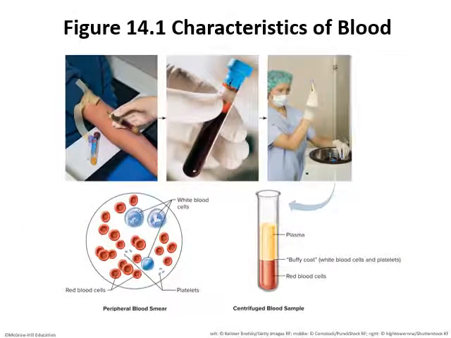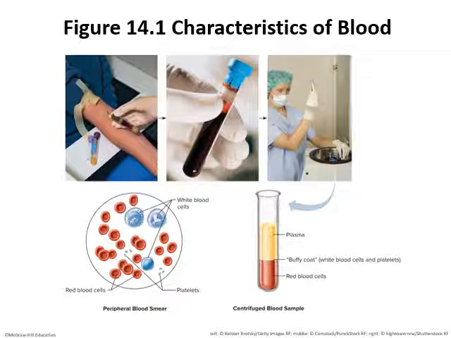Okay, so characteristics of blood. We can see a phlebotomist drawing some blood, and then in the upper right picture, they put the blood tube into a centrifuge. It spins it down so that the most dense or heaviest aspects are going to end up at the bottom and the lightest at the top.